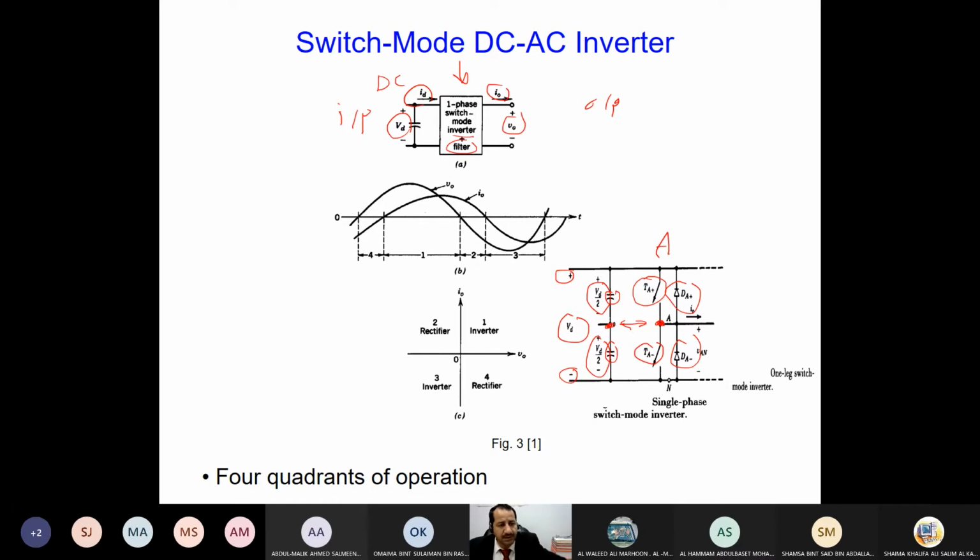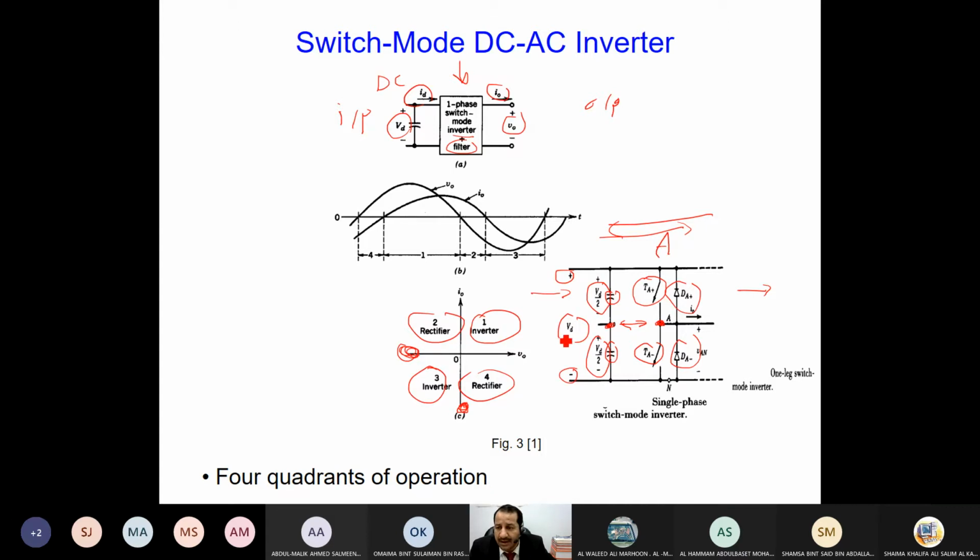Now this circuit, if the current is flowing from the input to the output, meaning current and voltage at the output are positive, we have inversion mode. If either voltage is negative, as you can see here, or current is negative, as you can see here, we have rectification mode, energy back to the supply. If both voltage and current are negative, then we have inversion mode, because negative current times negative voltage gives positive power, which means the direction is from supply to the load.